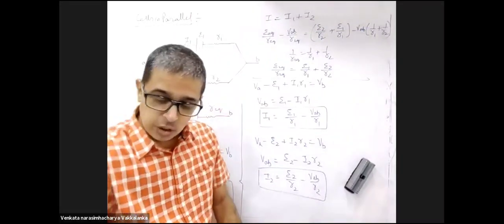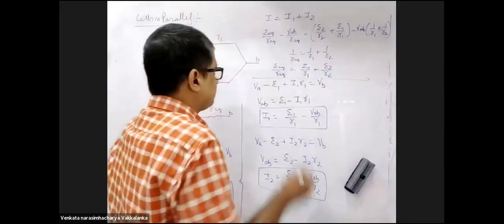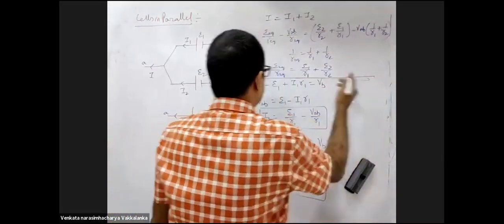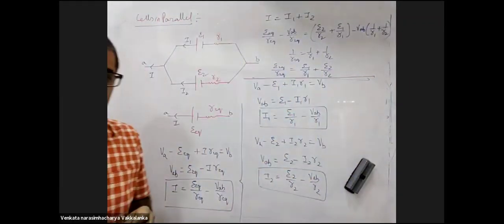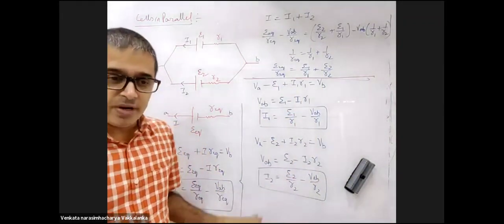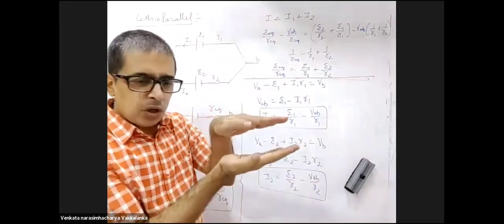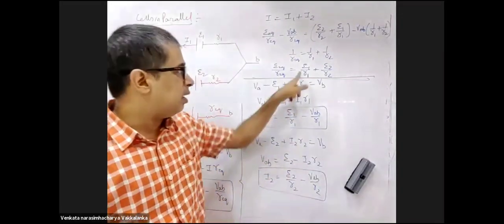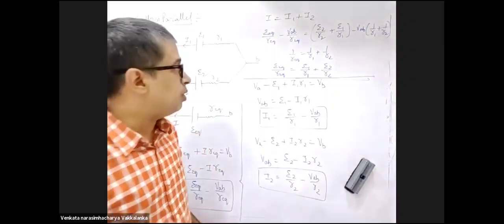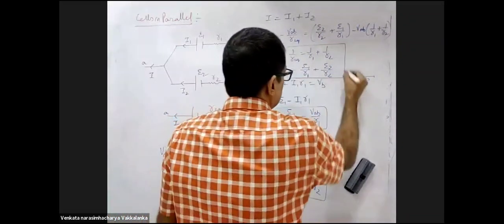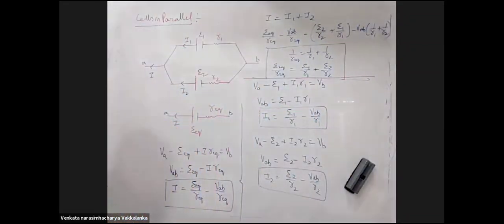So NCERT solved two problems for us here. One, making an assumption that these both are in parallel. The problem itself is eliminated. Second, what if I've got more than two batteries in parallel? This formula will come to your rescue in a much better way than anything else. Is that clear?